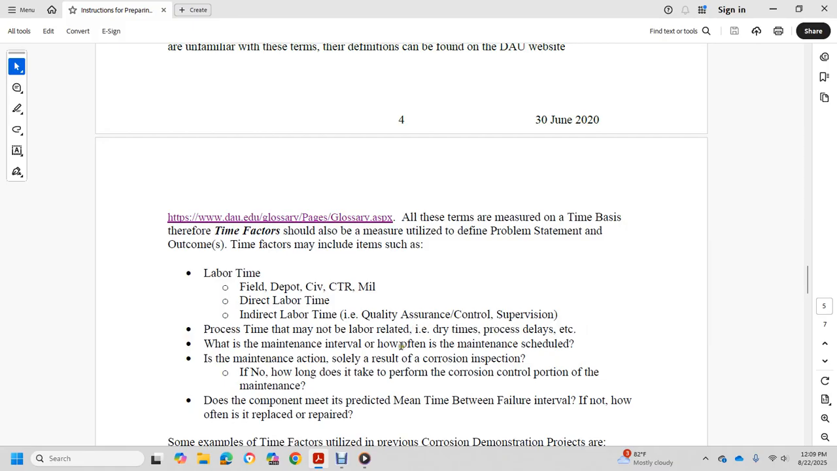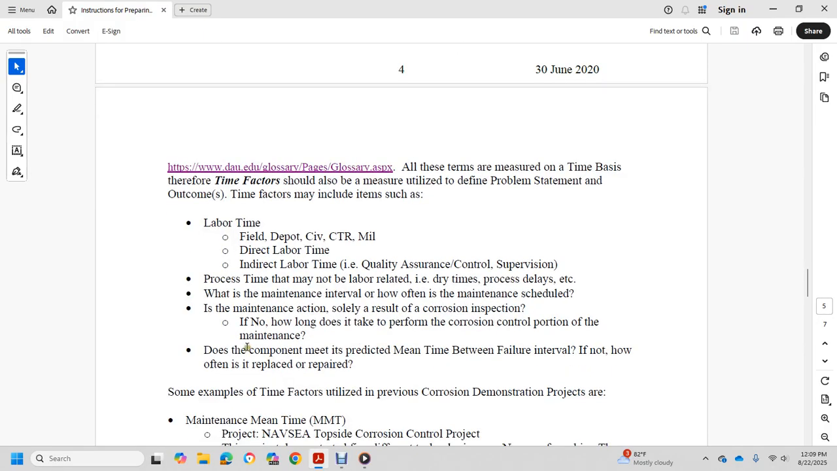What is the maintenance interval? How often is the maintenance scheduled for the maintenance action that is solely the result of the corrosion inspection? If no, how long do they perform the corrosion control portion of the maintenance? So for the component, it means the predictive mean time for failure of the intervals, not how often they are replaced and repaired.